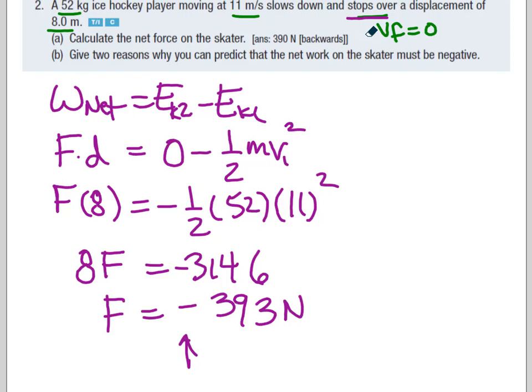That's pretty close. So give 2 reasons why you can predict that the net work on the skater must be negative. I just gave you one. They had kinetic energy and they had to get down to 0, so we had to have some sort of negative energy, or energy coming out of the system, to slow the person down.